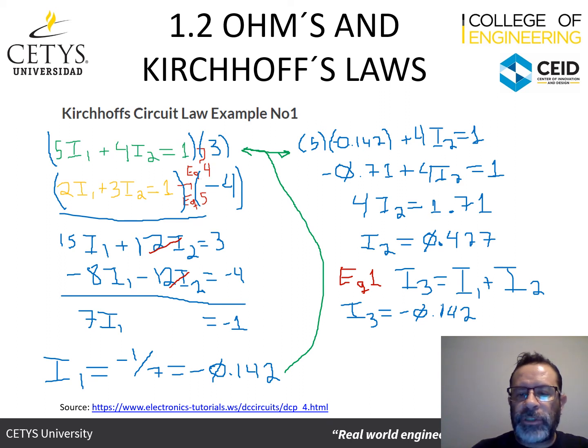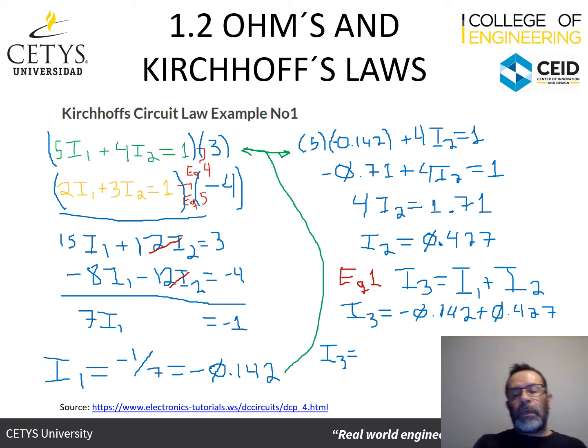So it's going to be minus 0.142 plus I2, which is 0.427, and that's going to give us an I3 that is equal to minus 0.142 plus 0.427. So let me see that again. Okay, 0.427 minus 0.142, and that gives us 0.285. Again, I'm just using 3 decimals.